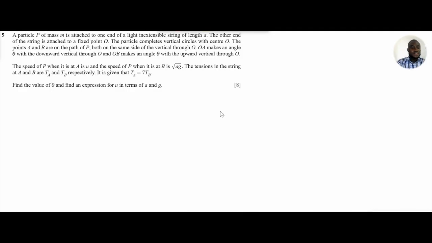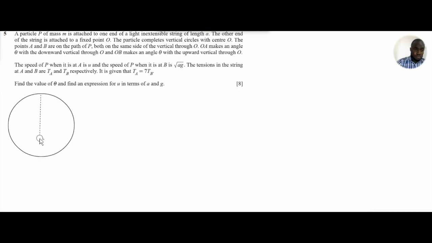Now for this fifth question, there's a lot of information here, but it's not a difficult question. We're going to do that quickly. Now let me represent the path of the particle P, which is a vertical circle, by a circle.